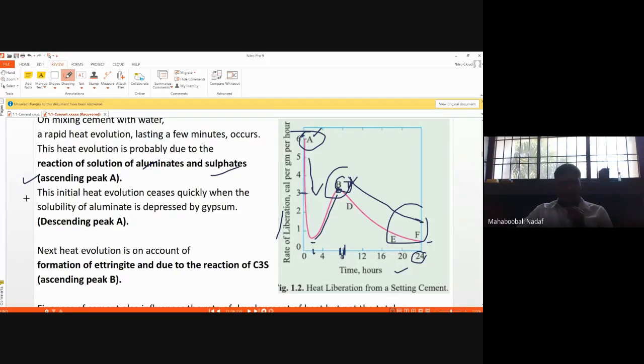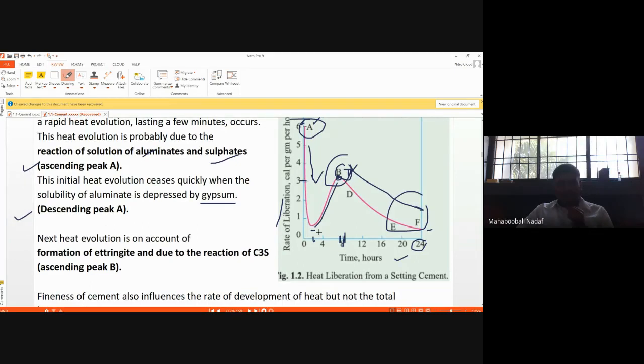So the initial heat evolution ceases quickly, means it stops quickly when the aluminate reaction is completed. The aluminate reaction is depressed by gypsum. So that is why we get a descending peak, slowly descending. Next, heat from this point to this point means what?